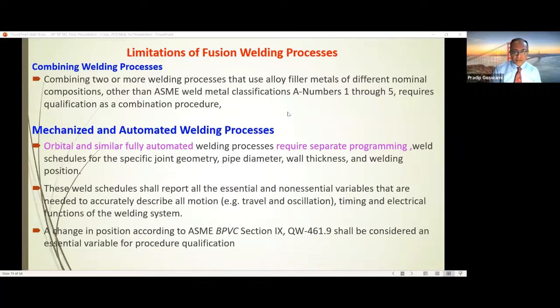Another aspect is the mechanized and automated weld process. Orbital weld processes are very popular nowadays, and similar automated weld processes require separate programming, and definitely ASME Section 9 addresses lots of variables. Basically what it tells is that yes, this is very popular, it can be used, but you need to stick to the guidelines of ASME Section 9, especially QW-461.9 for essential variables for procedure qualification. And basically try to stick to the equipment and the make. Once you are happy with a particular machine or particular type of equipment, try to stick to that in the actual production welds.